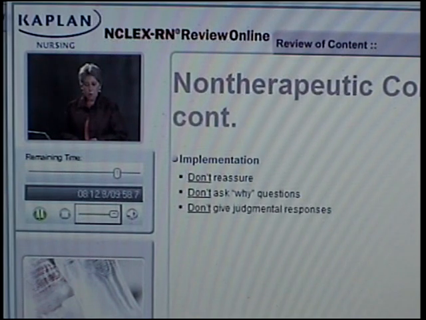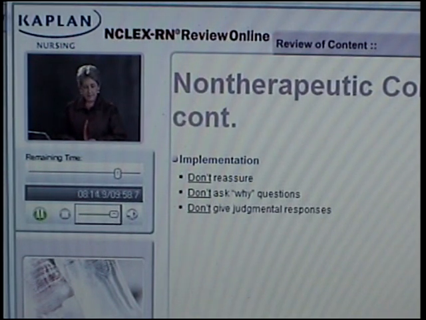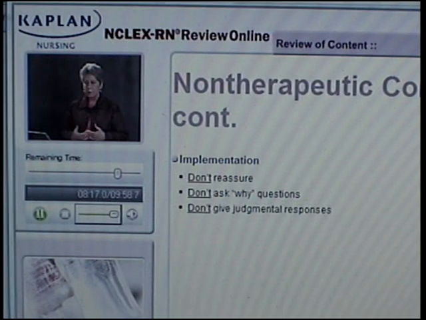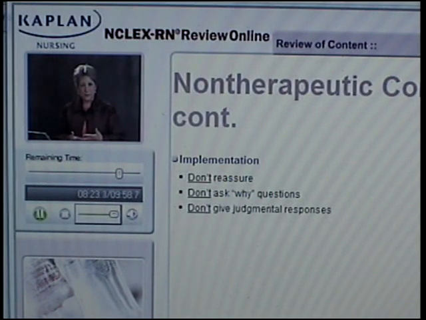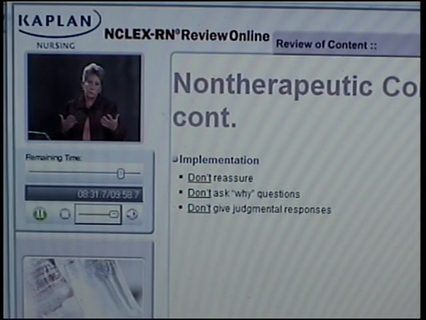Okay, we have some more non-therapeutic communication techniques here. Another one is don't reassure the client. And again, some people say, "Well, what's wrong with reassuring the client?" Well, what's wrong with it is you're underrating or undervaluing their feelings. If a client says, "I'm really concerned about something that's happening next week," and you respond, "Oh, don't worry about it, everything's going to be fine."